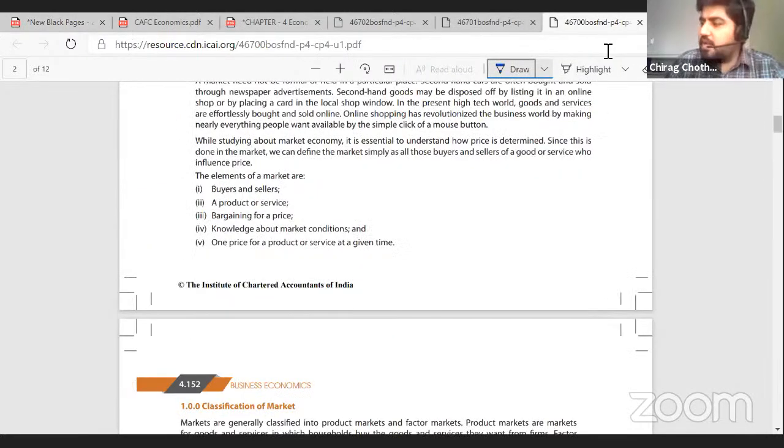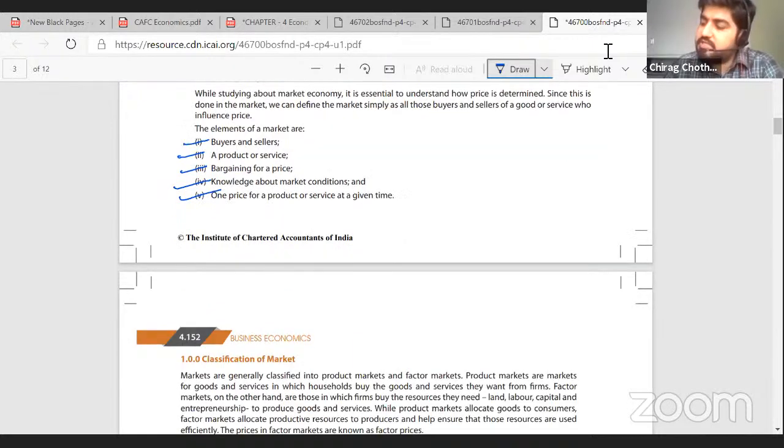So the elements of market, the important points which are included in market, we have buyers and sellers, we have a product or service. There are bargaining for a price as well. The prices keep on moving up and down. Knowledge about the market conditions is there. One price of a product or service at a given point of time is also there.